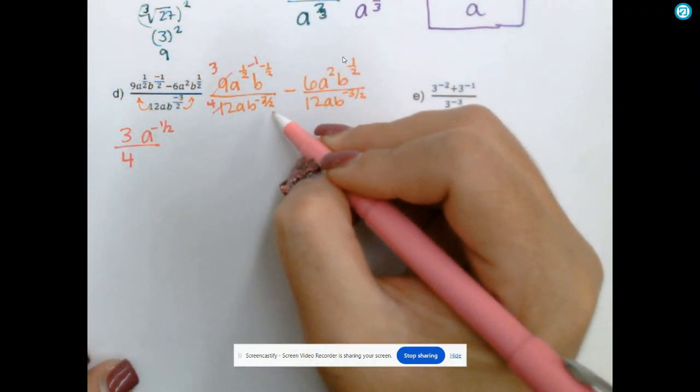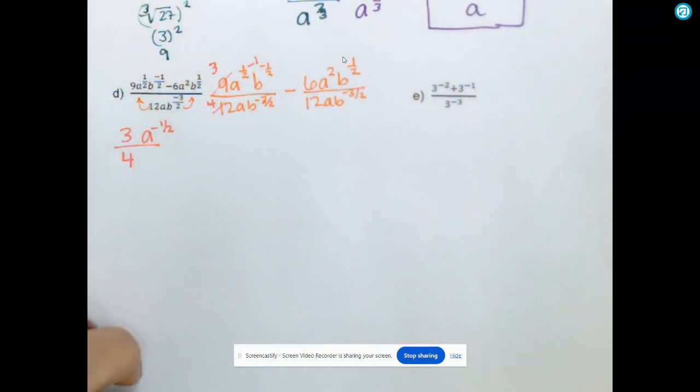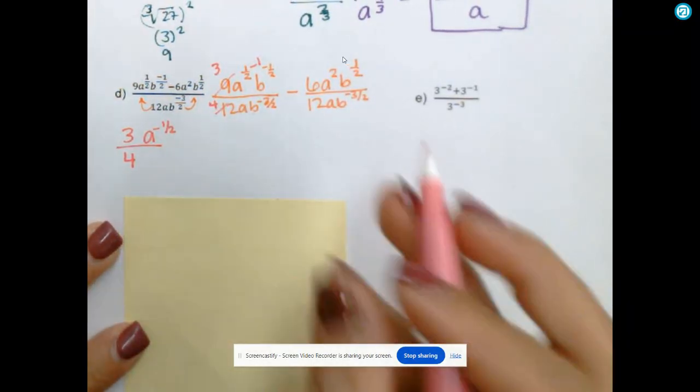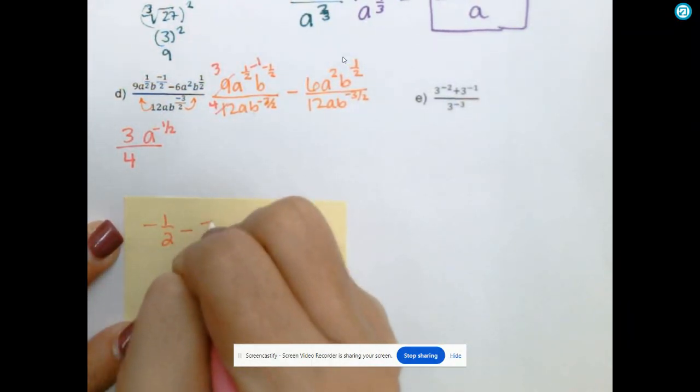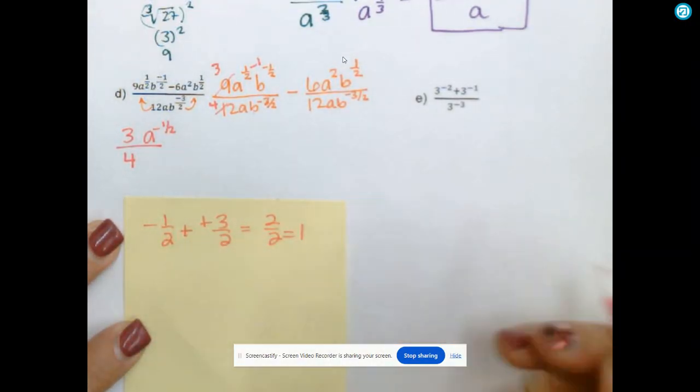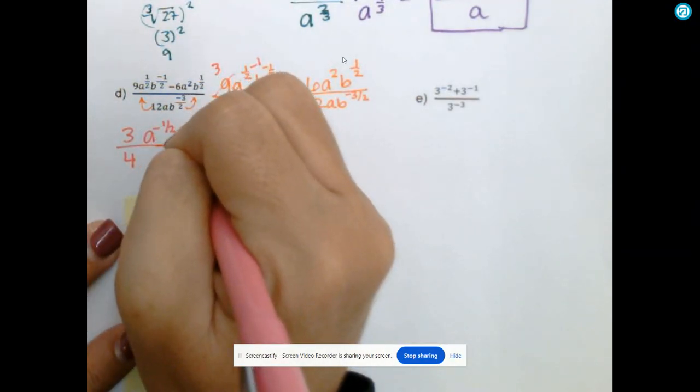And then negative 1/2 minus negative 3/2. Let me get a sticky note here and show you this math. Okay, it's just the rules, but I'm going to show you the math. So for that one, I've got negative 1/2 minus negative 3/2, which is going to give me 2/2, which is just 1. So that's just going to give me b to the 1st.